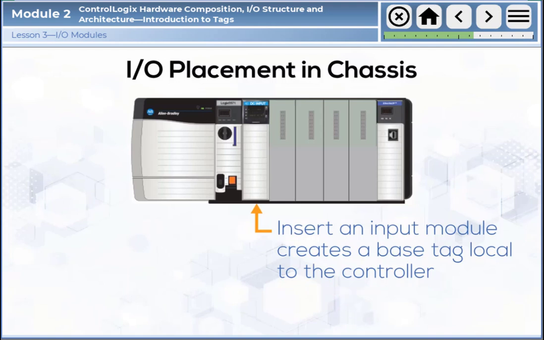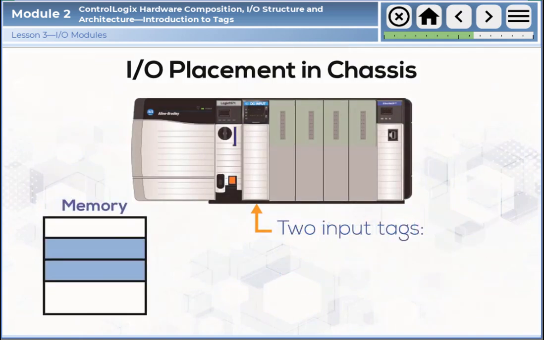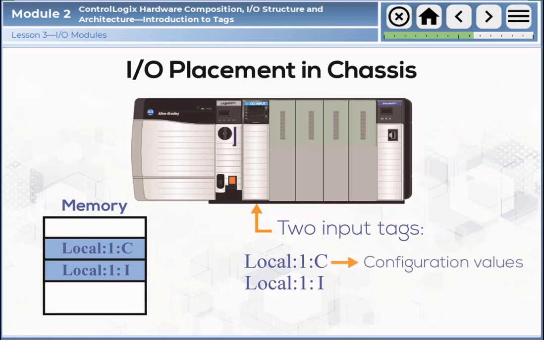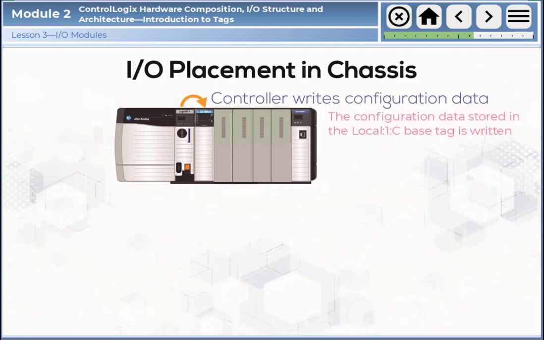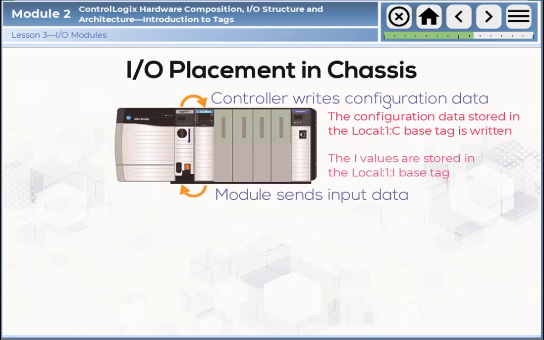In this case of the input module inserted in slot 1, the controller will allocate 2 input tags, namely Local:1:C and Local:1:I. These 2 locations are created in memory to represent configuration values, as well as input data and module diagnostic information. Remember that in the ControlLogix system, when the controller is put in the run mode, the controller will send or write the configuration values, the C values, for the module, and it will receive the input data and information values, or the I values, from the module.